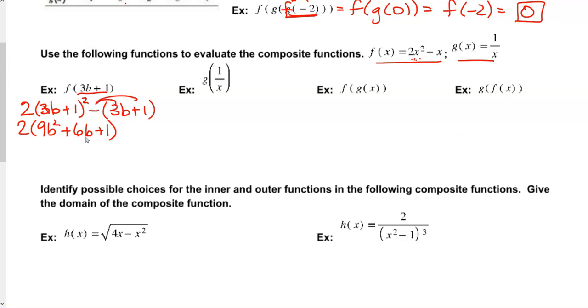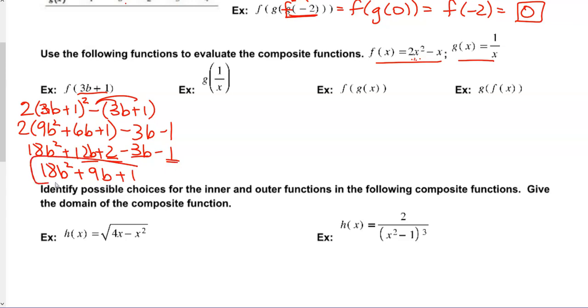Now, here, this is a small little distribution where I need to go minus 3b minus 1. Watch those negatives. Okay. Now, we have a 2 out front, so I'm going to distribute that to 18b squared plus 12b plus 2 minus 3b minus 1. And we're going to, whoops, let's see here, I forgot a b. And we're going to combine like terms, 18b squared. This gives me a plus 9b, and this gives me a plus 1. So 18b squared plus 9b plus 1 would be my final answer there.